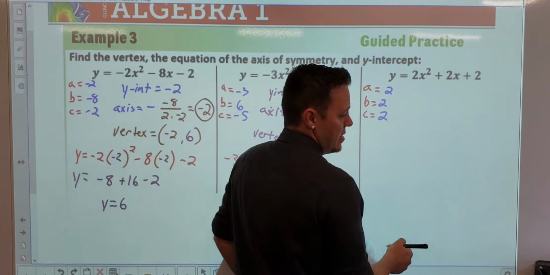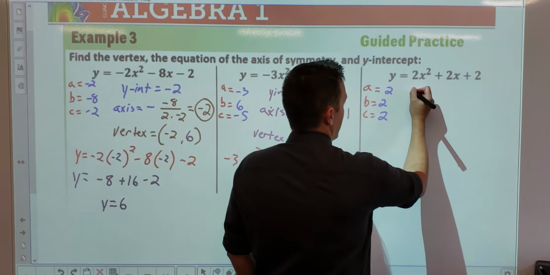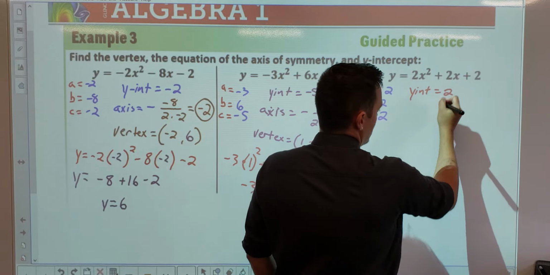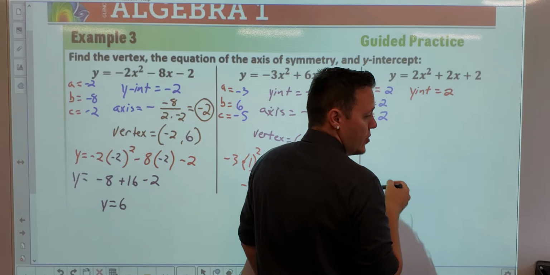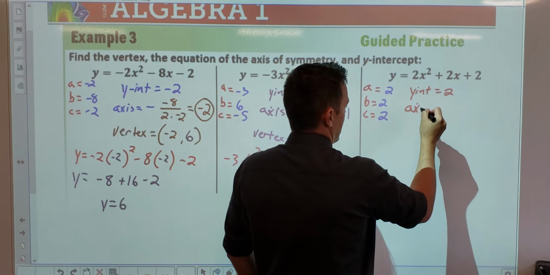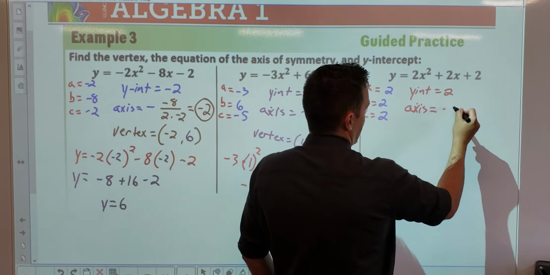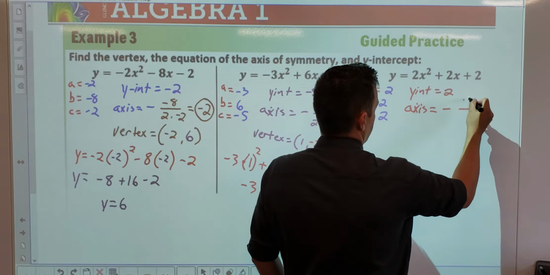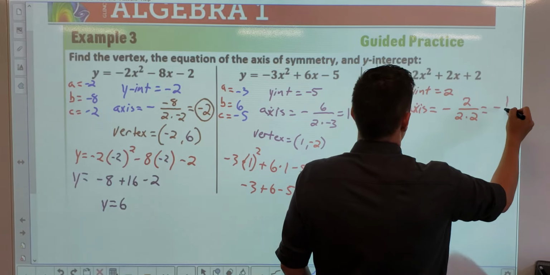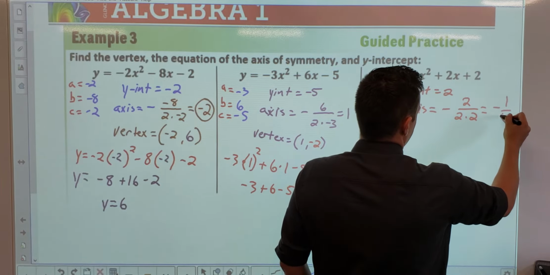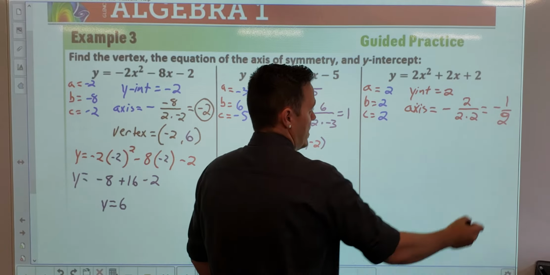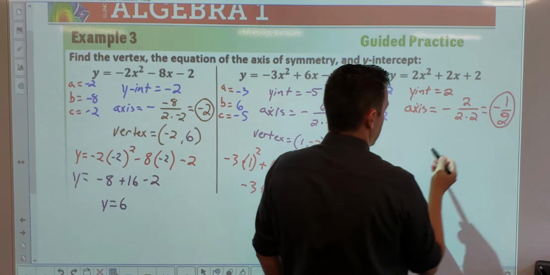And the last piece here, as we got it set up, the Y-intercept is a 2. And then as you go through, the axis ends up being a negative, and then remember it's B, so it'd be 2, and then it's 2 times 2. So this actually ends up being a negative 1/2. Sorry, I was going to say something crazy. That's a negative 1/2. Now you gotta plug that value in.